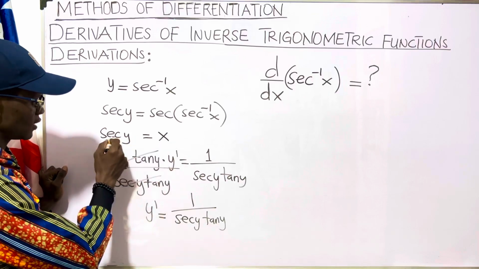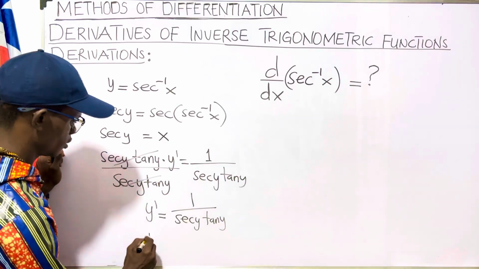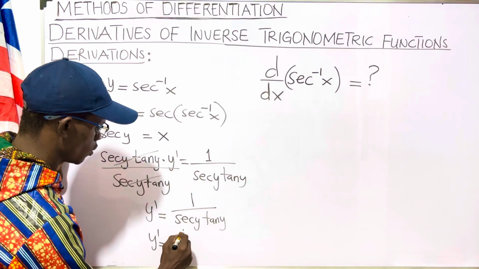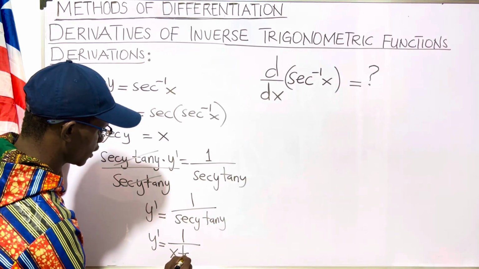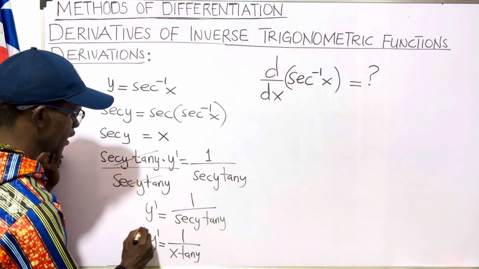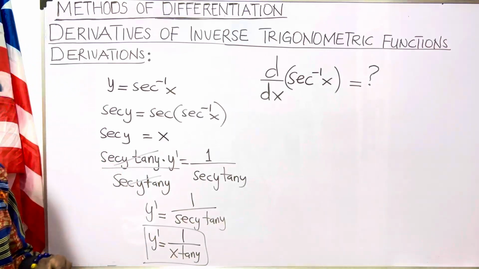What is secant of y? Secant of y is just equal to x. So y prime is 1 over x tangent of y. So we now need to find what is tangent of y.